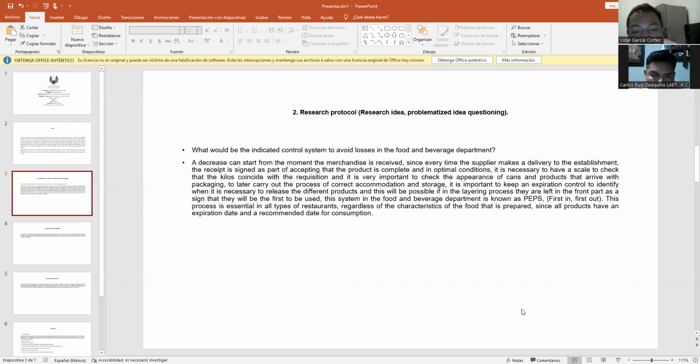This system in the food and beverage department is known as PEPS, first in, first out. This process is essential in all types of restaurants, regardless of the characteristics of the food that is prepared, since our products have an expiration date and a recommended date for consumption.